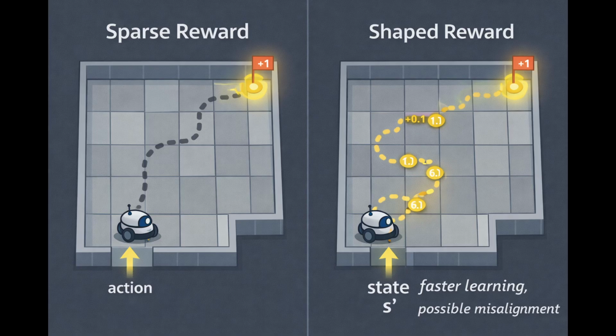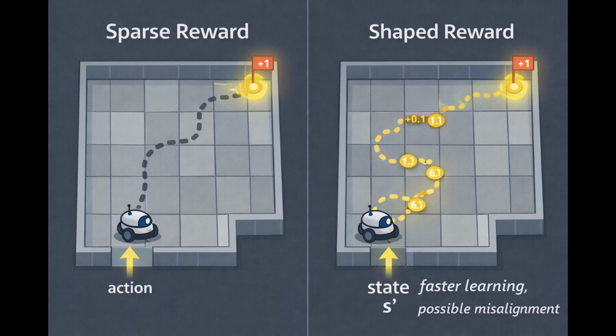There are two common reward styles that really change the learning experience. One is sparse reward. You only get feedback at the end. +1 if you succeed, 0 if you fail. This is elegant because it matches the real goal, but it can be painfully slow to learn. Early on, the agent stumbles around randomly and almost never reaches success, so it has very little signal about what to do. The other is shaped reward.